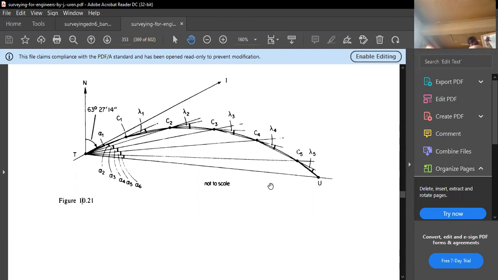This is the north. I hope you know what the north is, right? That's the north. I'm just going to explain how all the other things work. Here is the bearing of the line. This is the bearing. So for example, let's say 3 degrees, 27 minutes, 14 seconds. I think it makes sense, isn't it? So that's a clockwise bearing.